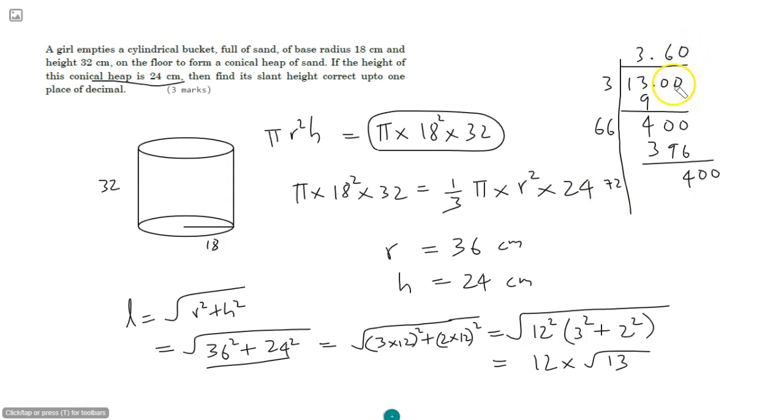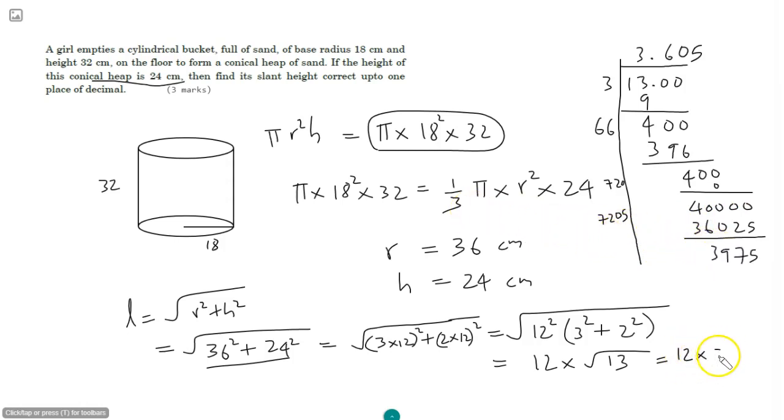In order to be sure of our accuracy, you need to find the square root to at least 3 decimal places. So I think this is going to be 5. So 5 times 7205 is going to be 36,025. And the remainder here is going to be 3975. So you can approximate that to 3.61. And 12 times 3.61 is 43.32. So if you round this off to one decimal place, this is going to be 43.3 centimeters. That will be the slant height of the conical heap.